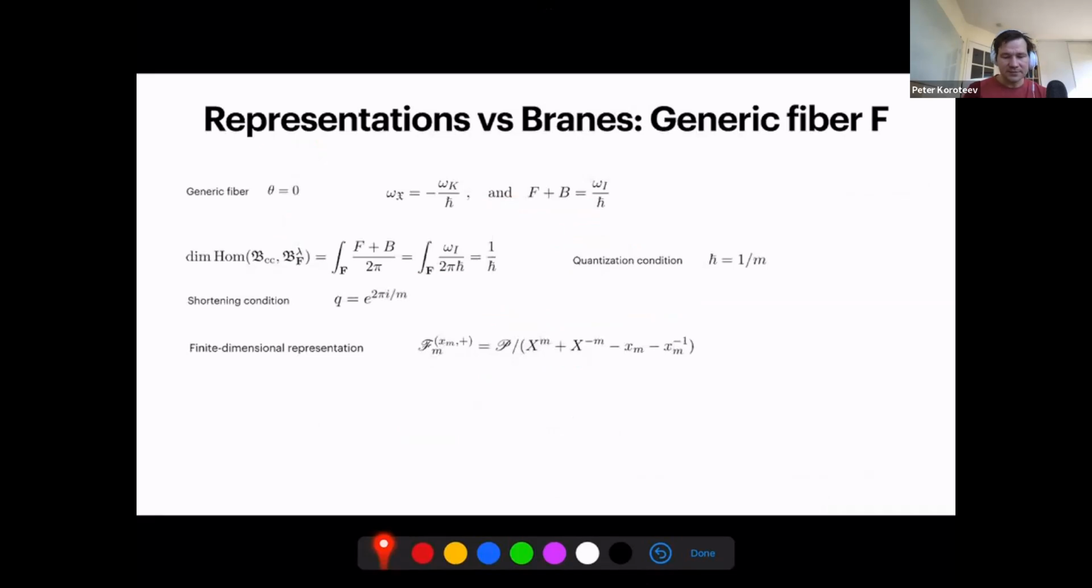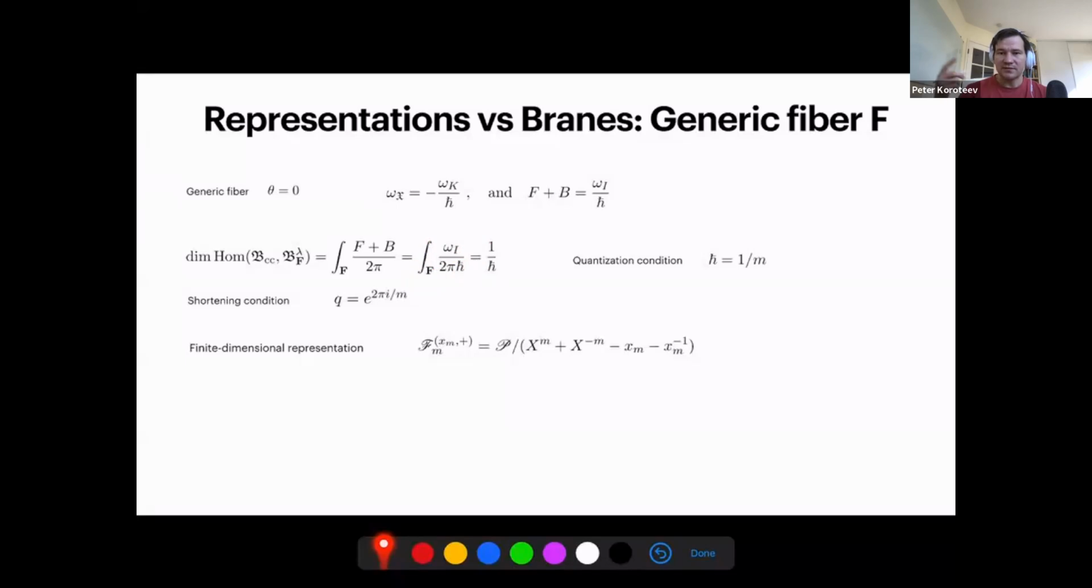A generic fiber, the elliptic curve F, which is away from the singularity in the Hitchin fiber, when theta is equal to 0, so Planck's constant is real, then omega script X is equal to negative omega K divided by h bar, and the condition on the brane is F plus B is equal to omega I over h bar. Then you can calculate that the dimension of the space of BCC BF strings is equal to the integral over this elliptic curve of omega I divided by h bar, which is just 1 over h bar.